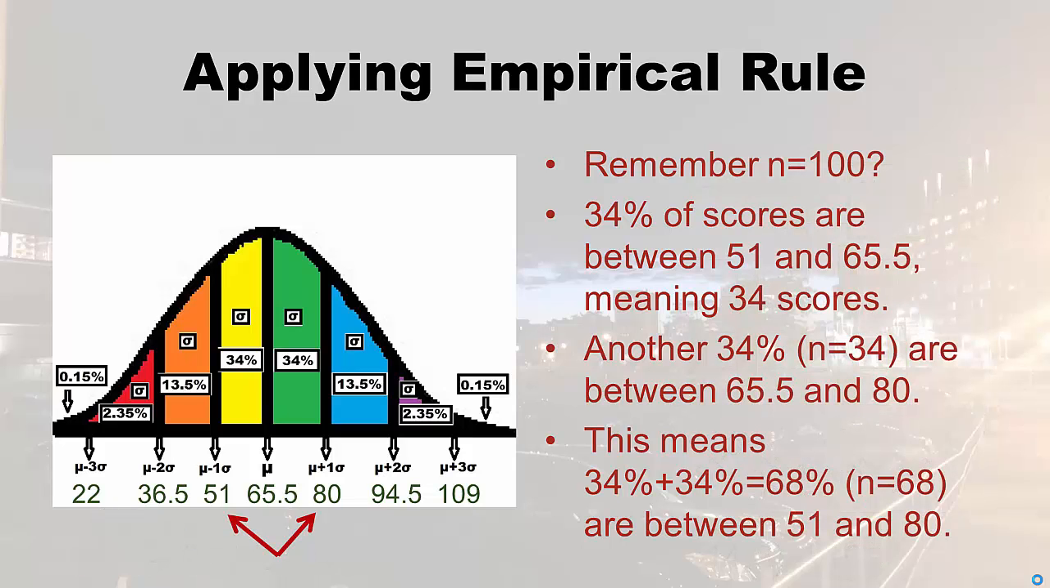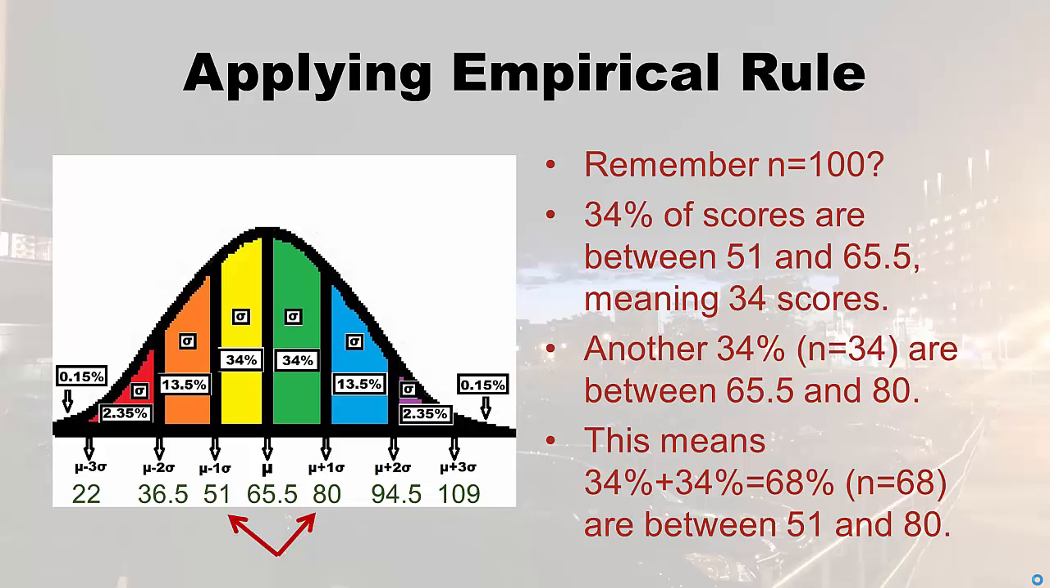Well, remember our n equaled 100, just out of convenience. So what does this mean? It means that 34% of the scores are between 51 and 65.5. So that's the yellow bar, right? So 34 scores were that because I had 100 people in the class.